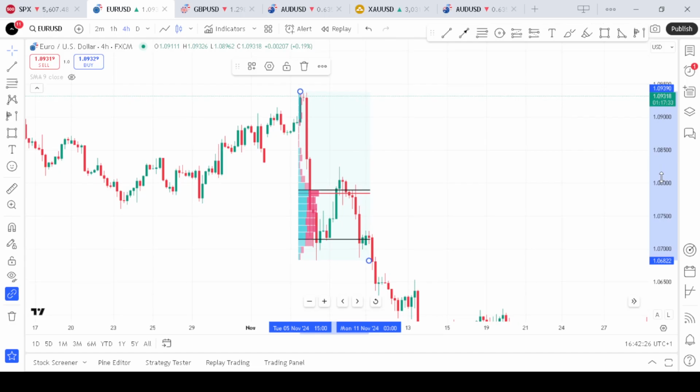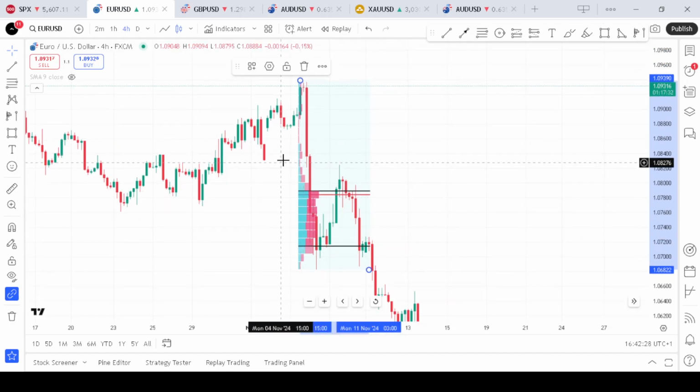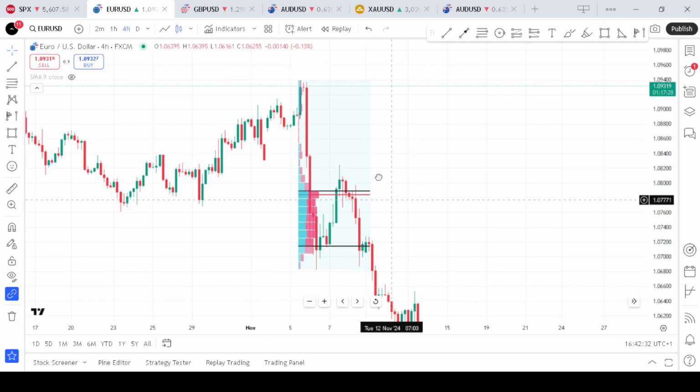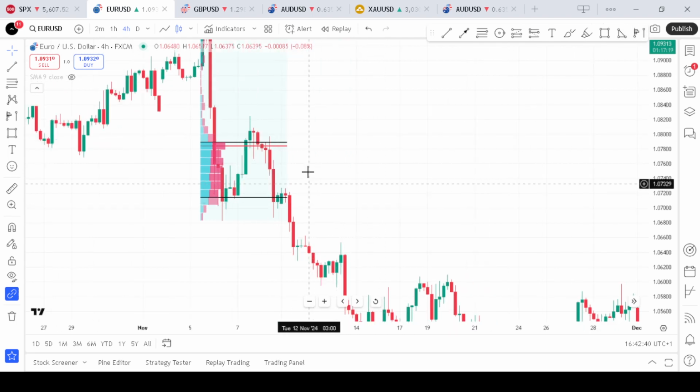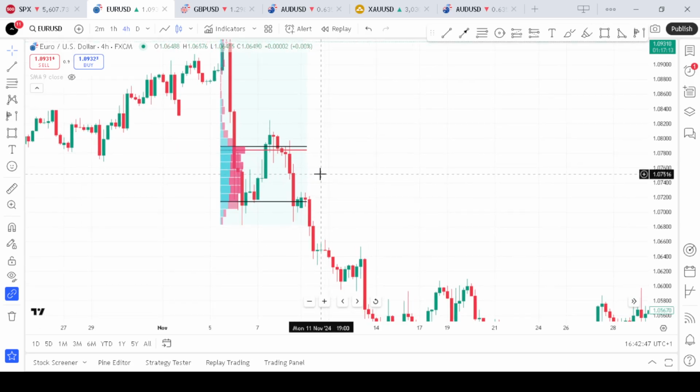This is my volume profile trading strategy. I've imputed this fixed range volume profile on the chart. It will mark out automatically the point of control on my chart. The point of control is the price level with the highest traded volume.